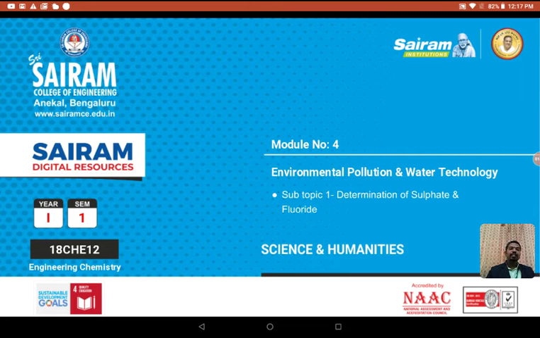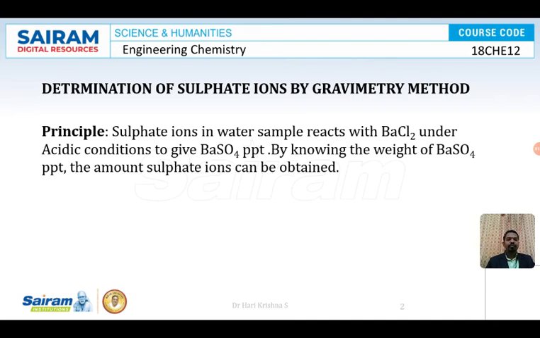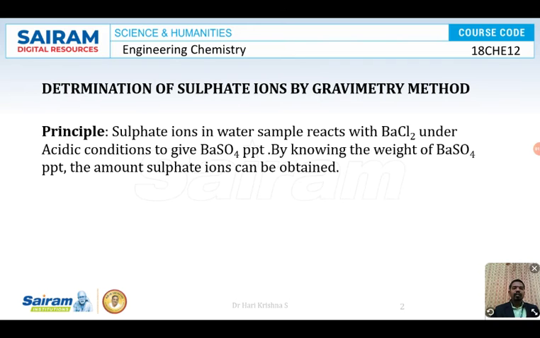So how did they estimate fluoride or sulfate in earlier days? We'll see. It can be done by a colorimetric method or by a volumetric method. Here, we're going to estimate sulfate by the gravimetric method and fluoride by the colorimetric method. How it is estimated, we'll discuss today. First, we will discuss sulfate.